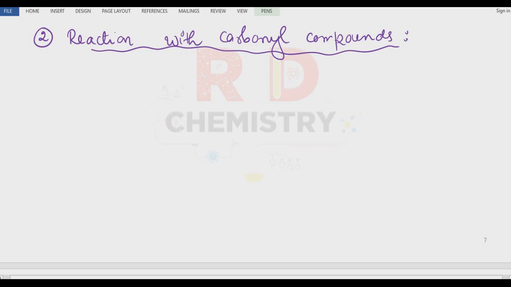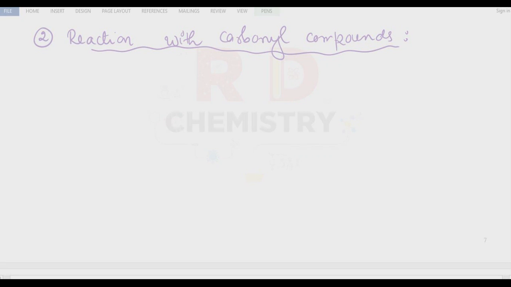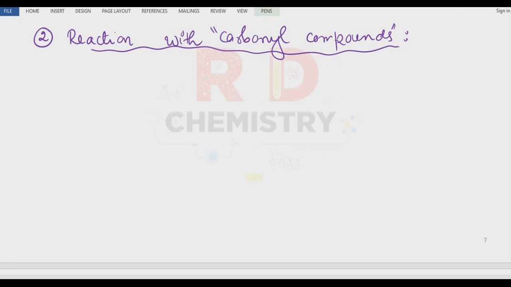Grignard reagent also reacts with the carbonyl compounds. Okay. What are carbonyl compounds? Carbonyl compounds are those compounds containing a C double bond O group. Okay. So I'm going to tell you the basic three compounds. One is the aldehyde. It can react with the aldehydes. It can react with the ketones. It can react with the acid chloride. It can react with the acid amide. Now for timing, let me take aldehydes and ketones only.